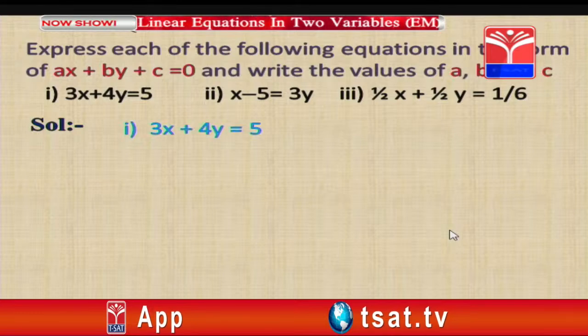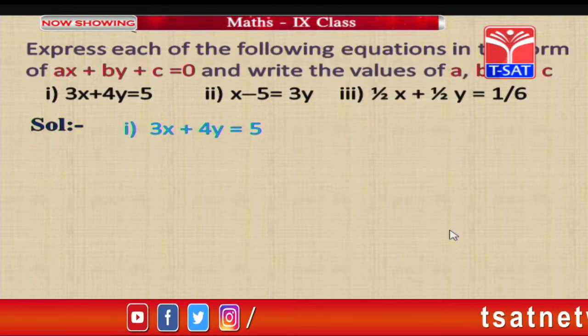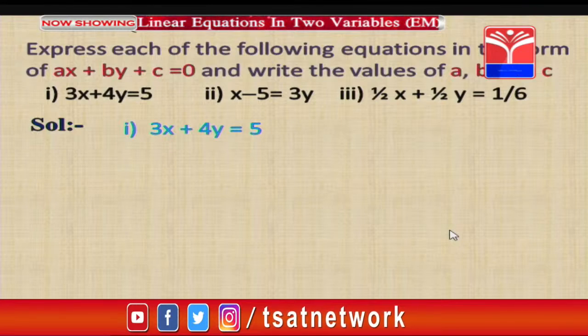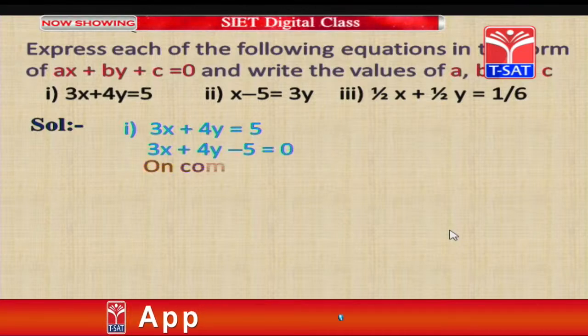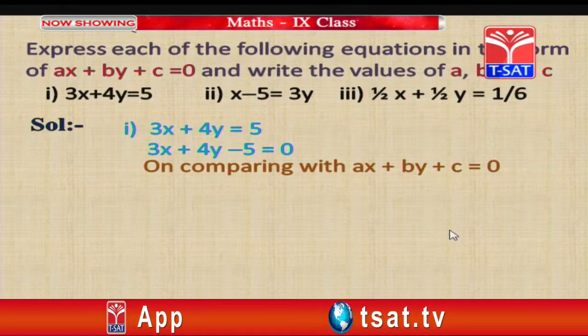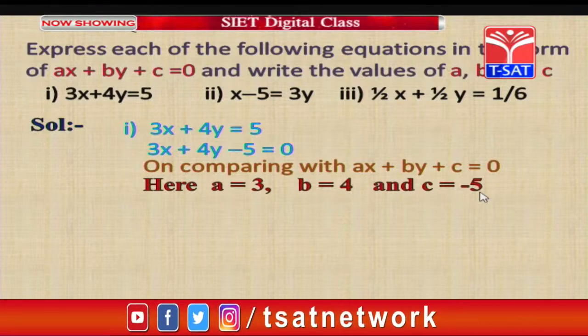Let me take the first one, which is 3x plus 4y is equal to 5. First, let me convert this into standard form. That means, whatever is there on the right side, let me bring it to the left side and make it equal to 0. Now, when you compare this with the standard equation, that is ax plus by plus c is equal to 0, here a is equal to 3, b is equal to 4, c is equal to minus 5.